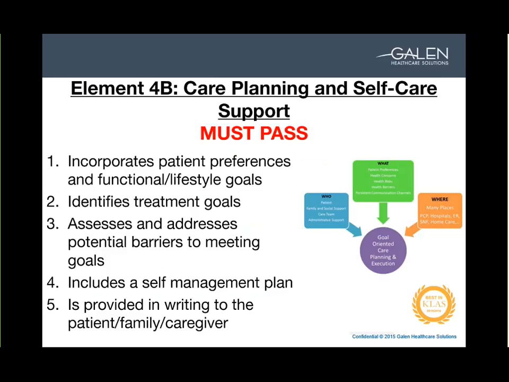Okay, 4B, care planning and self-care, must pass. So this is really, think care plan. Care theme and care plan is really probably what you need to know for this one. And this is really that you're not telling the patient what to do. You're really negotiating with the patient, setting reasonable goals.